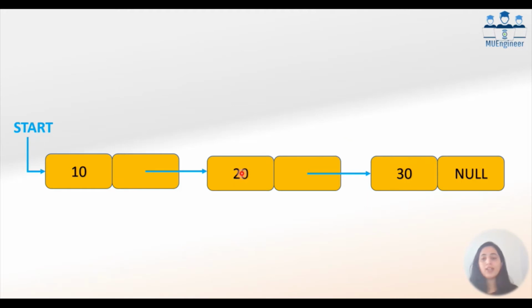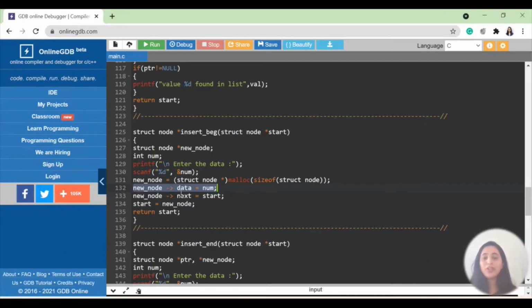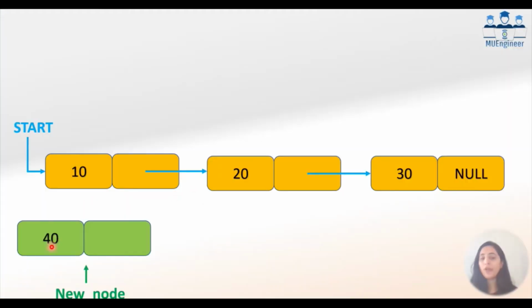Let's say this is a linked list. What I'm doing is, first of all, I'm declaring something as a new node. With the malloc, I get this box. That means our space is allocated to me. This first block is data and the second block is next. So new node.data is equal to num. Num is holding the value 40. So new node.data is equal to num, which will load 40 in this particular box.